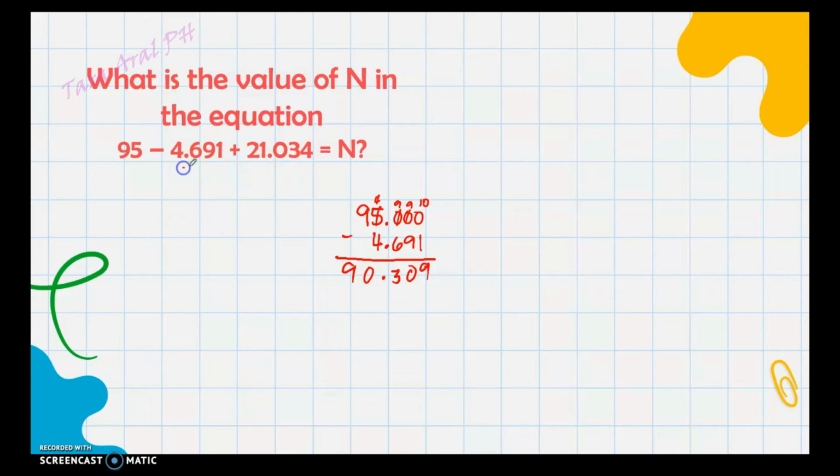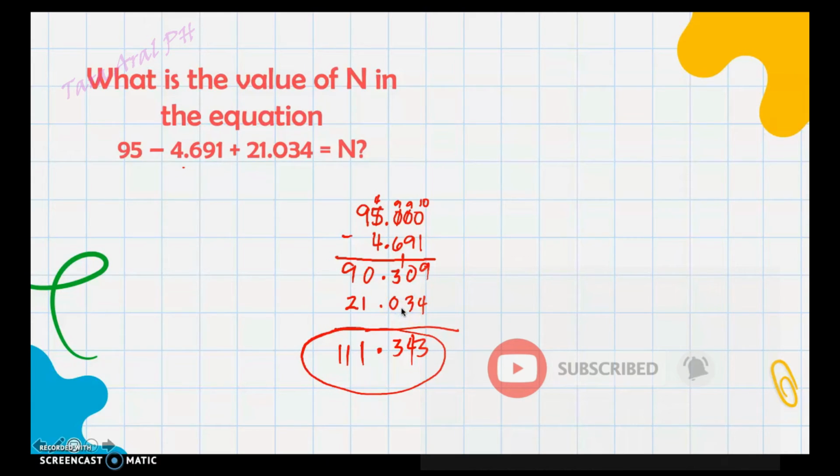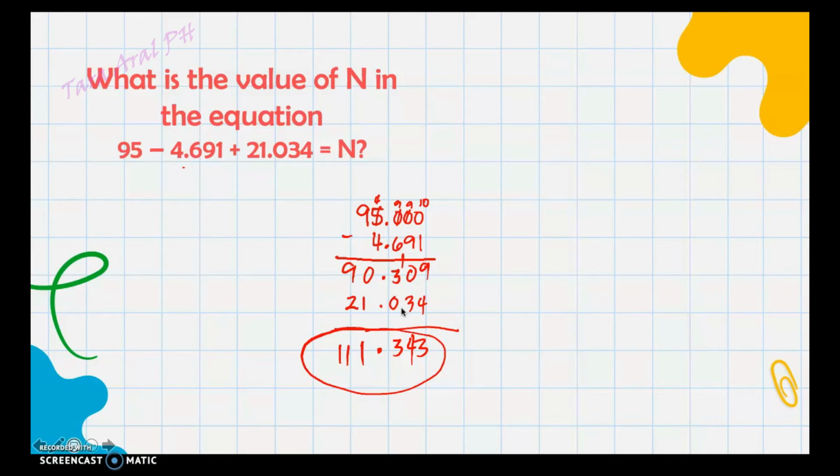And after that, whatever is the answer here, we add it to 21.034. We have 13, carry 1, 4, 3, decimal point, then 1, 9, 11. So our answer is 111.343. So again, it's very important to align the decimal point and the place values when you add or subtract decimal numbers. This is because we have to add the tens to the tens, the ones to the ones, the hundreds to the hundreds, and so on.